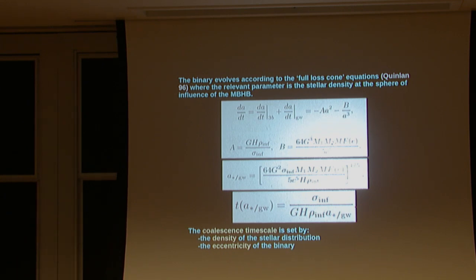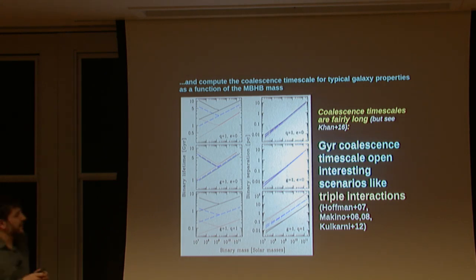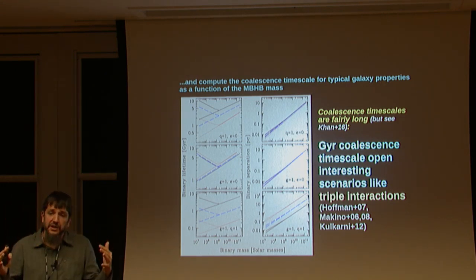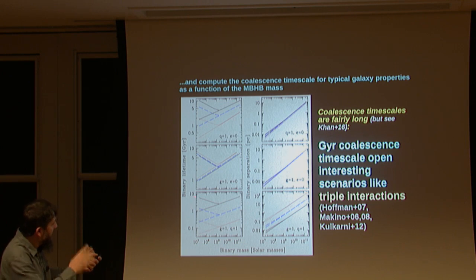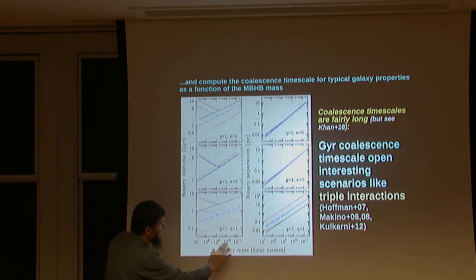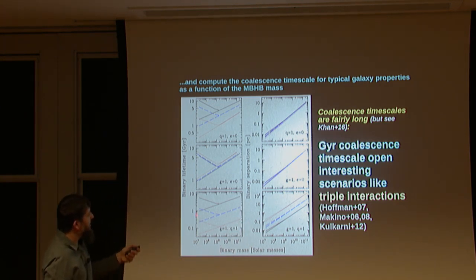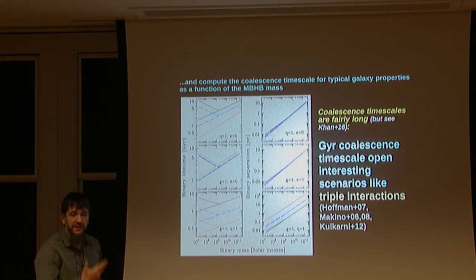I will skip a couple of things here, but if you put all these things together and take typical density profiles for galaxies, and you try to compute the gravitational wave evolution timescale for a subparsec binary as a function of the binary mass, here we go up to 10 to the 11, but you can go up to 10 to the 10. So you see that these are gigayears. Typical timescales of the evolution are of the order of gigayears, and there is this huge dependence on the eccentricity of the system.